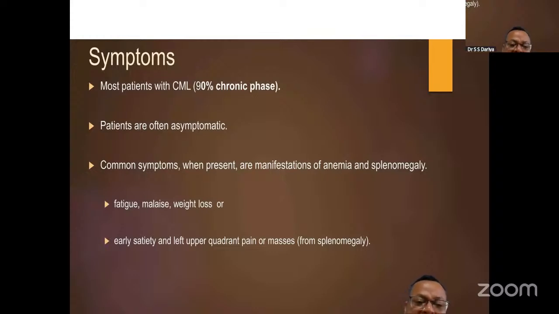They are often asymptomatic, and common symptoms are anemia, splenomegaly, and routine constitutional symptoms like fatigue, malaise, weight loss, and early satiety. You may sometimes feel pain in the left upper quadrant because of enlargement of the spleen, or you may feel something coming out of your abdomen, or a mass in the abdomen. These are the symptoms.